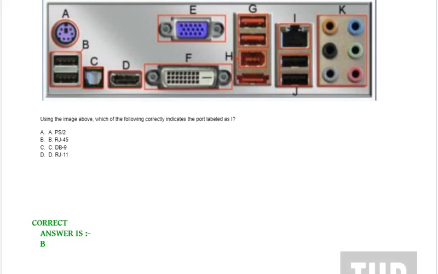Using the image above, which of the following correctly indicates the port labeled as I? Option A. PS2. Option B. RJ45. Option C. DB9. Option D. RJ11. Correct answer is option B.